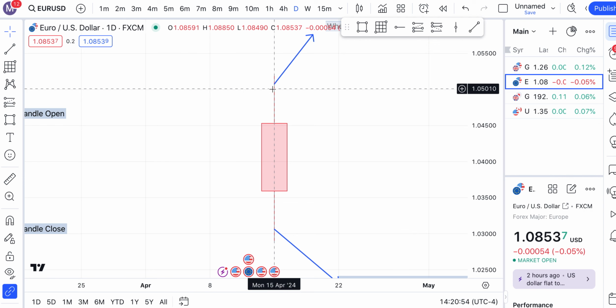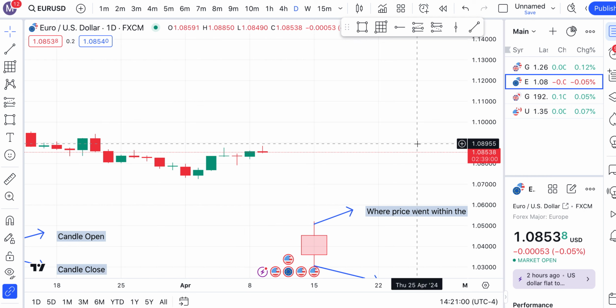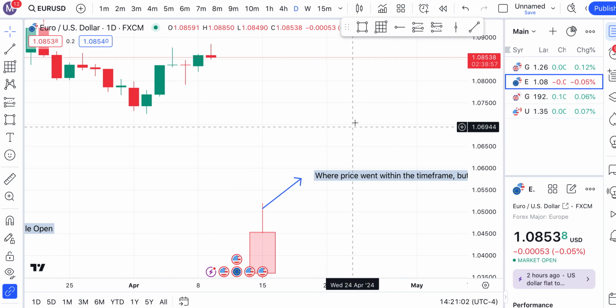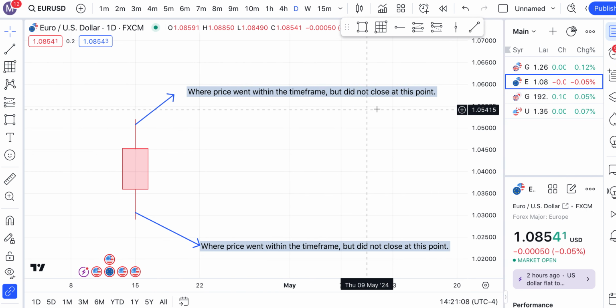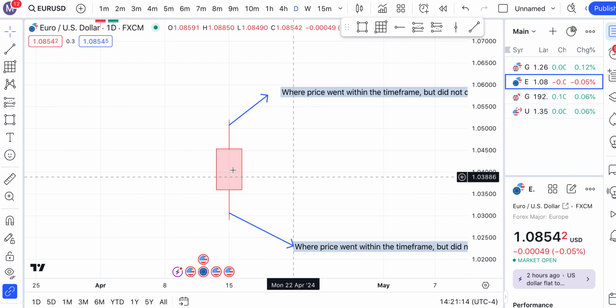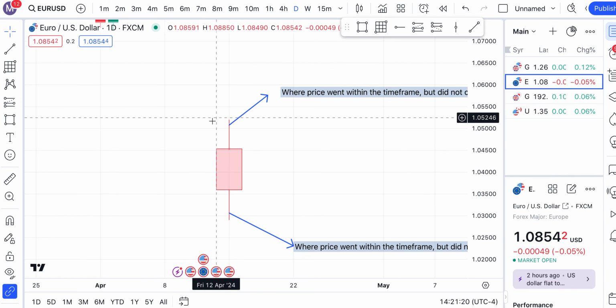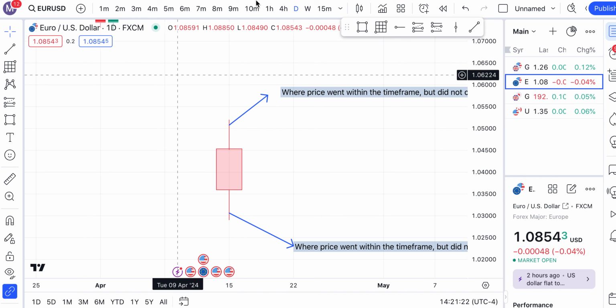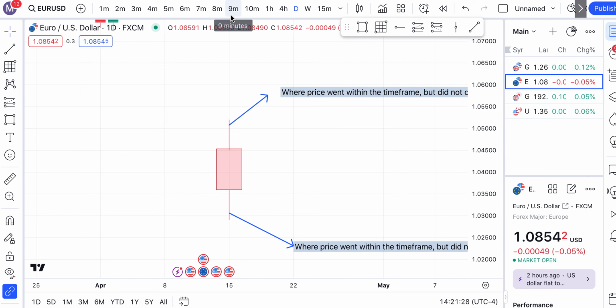And then you're probably wondering, what are these lines here? They're called wicks. And what they essentially mean is where price went within the time frame but did not close at this point. So let's pretend this is a daily candle. It takes an entire day to open and close. You have all of these different time frames. You have 1 minute candles, 2 minute candles, 3 minute candles, all the way up to monthly and yearly candles. Depending on what the number is, it takes that long to open and close. If it's 5 minutes, it takes 5 minutes to open and close.